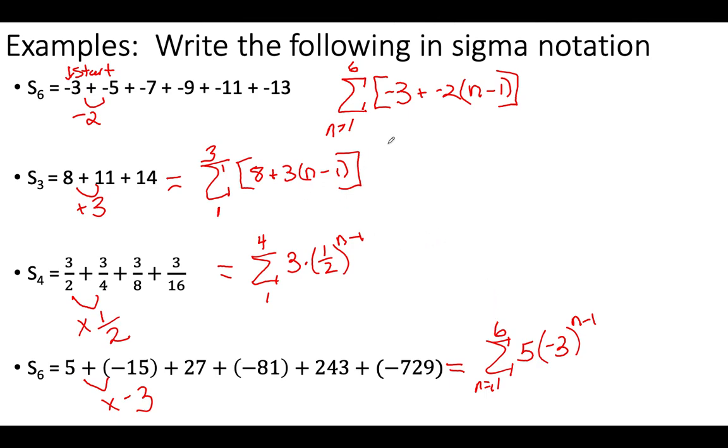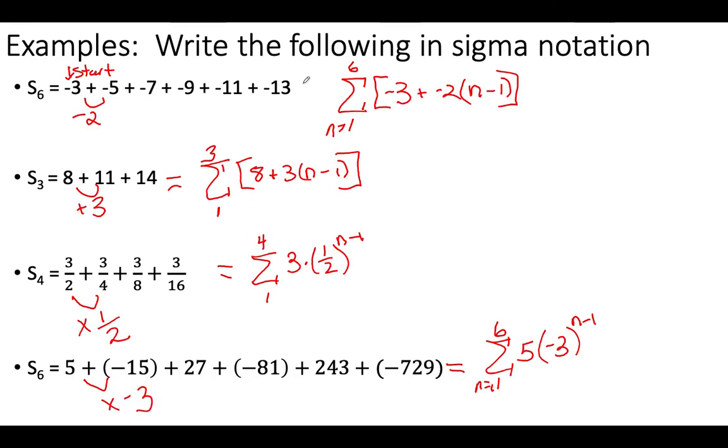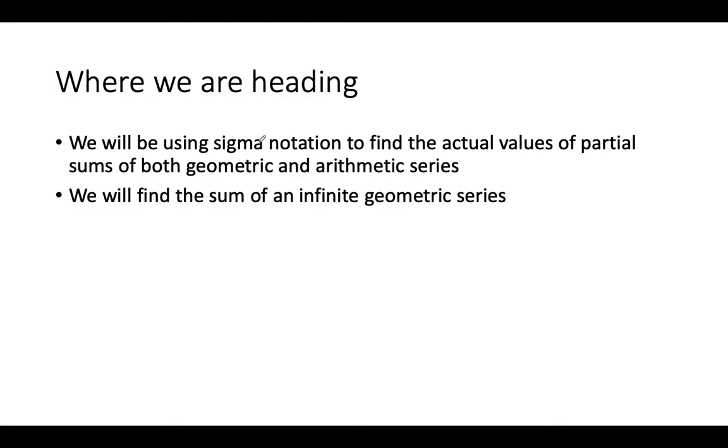And so, again, we can rewrite from the expanded form to sigma notation, or we can go from sigma notation to expanded. And then where we're heading with this is we're going to be using the sigma notation to find the actual values of partial sums of both the geometric and arithmetic series. They actually break down to simple formulas. And from that, we will also find the sum of an infinite geometric series. This gets interesting because it becomes very theoretical in nature.